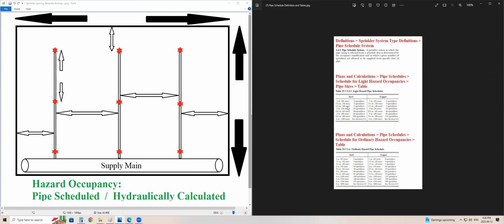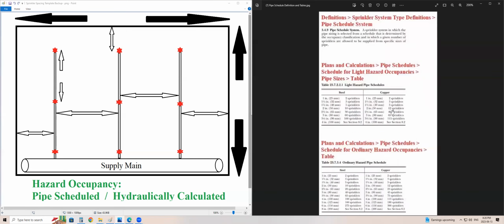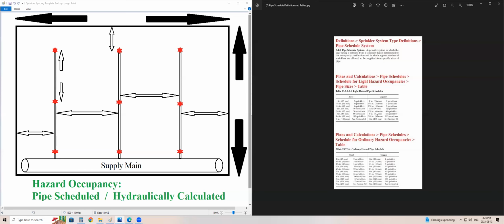It's right there. And then just to explain, again, this is what every fitter ends up telling you over time, all the old school fitters. They tell you, okay, you got 1 inch pipe, you're allowed 2 sprinkler heads off the 1 inch. You have 1.25 inches, you're allowed 3 sprinkler heads off of that, and then 1.5 inches, 5 off of that. So that is based on a pipe schedule method.